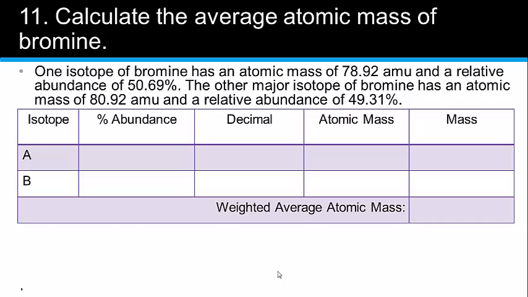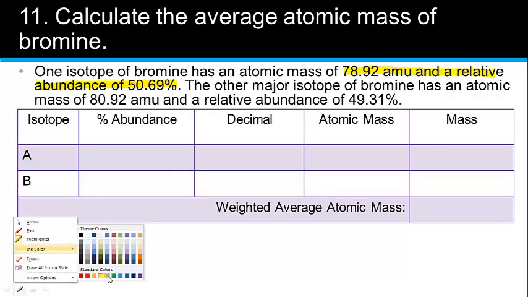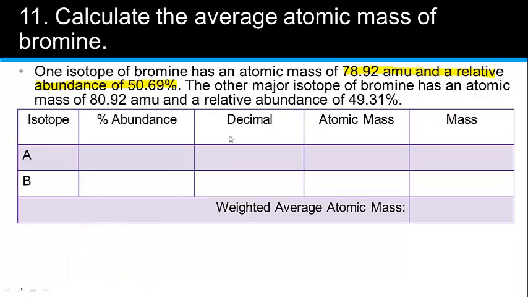Next problem asks us to calculate the average atomic mass of bromine. So, what I recommend you do with these problems, start them off by highlighting all of the information about one isotope. So that's the first isotope. There's its relative abundance. The other major isotope has an atomic mass of 80.92 AMU and a relative abundance of 49.31.